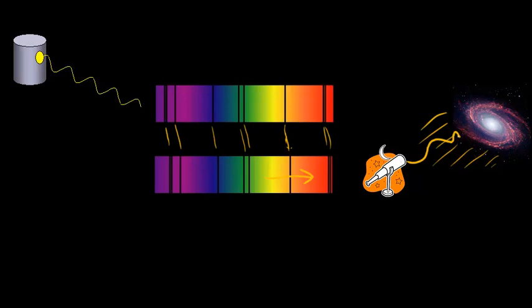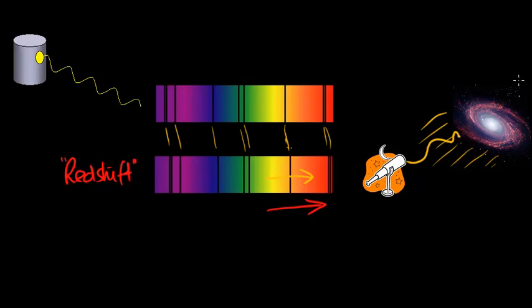We call this redshift. And we call it redshift because the light has been shifted towards the red end of the spectrum. It doesn't mean it goes red, it just means it has stretched that wavelength and it's got redder, if you like.